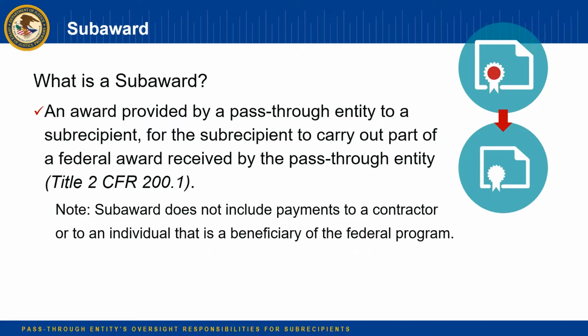OJP does have a program where they provide funding for the spouses of fallen police officers. So even though the funds are being passed through from the federal organization to the beneficiary, this does not represent a subaward. And again, contractors, when we're talking about procurement, that's a totally different aspect of transferring funds down.